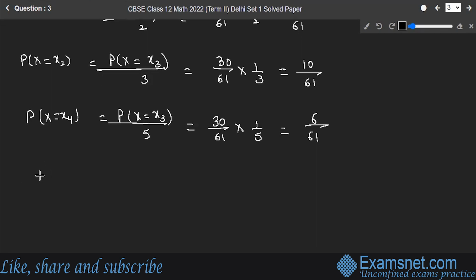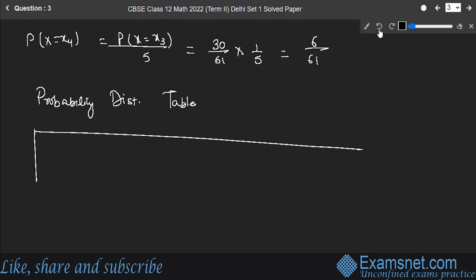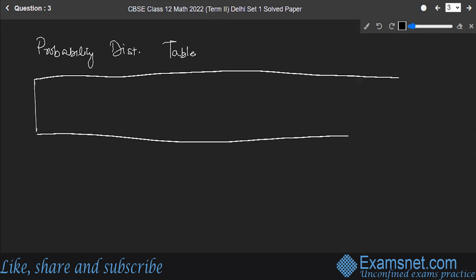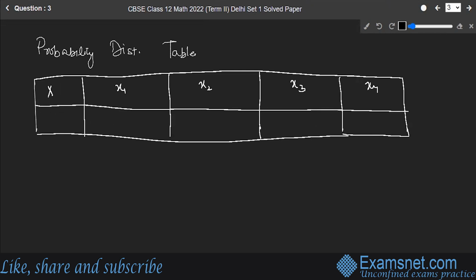Now let's make the table for that. So probability distribution table. So here I'll take the value of x. It was supposed to have the four values, x1, x2, x3 and x4. And the required probability distribution is, this is equal to 15 upon 61. That was equal to 10 upon 61, 30 upon 61. And this is equal to 6 upon 61. So this is the answer to the question. This was a required table. Hope you understood that. Let's move to the next question number 4.